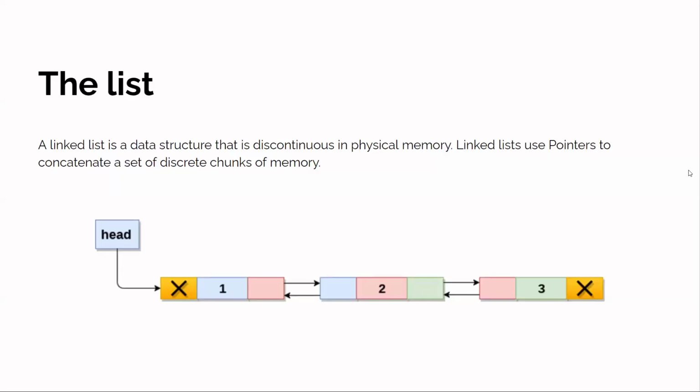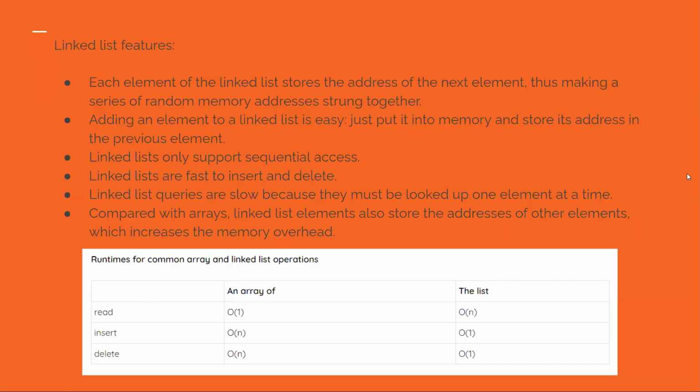The list, a linked list, is a data structure that is discontinuous in physical memory. Linked lists use pointers to connect a set of discrete chunks of memory. Linked list features. Each element of the linked list stores the address of the next element, thus making a series of random memory addresses strung together.